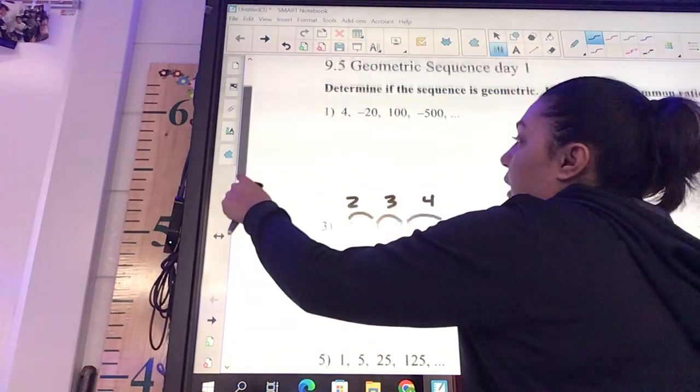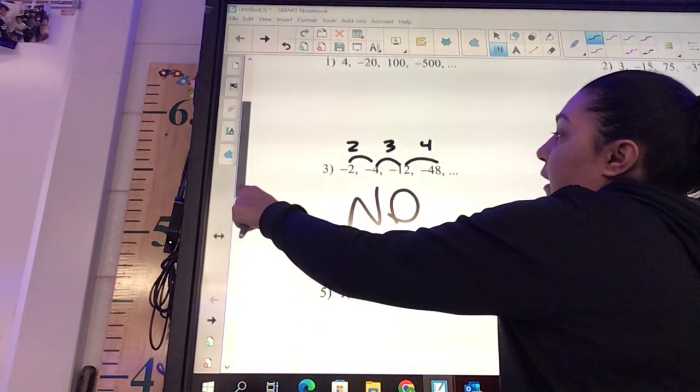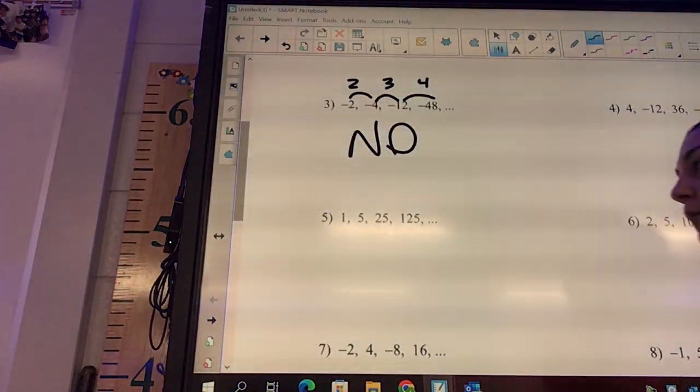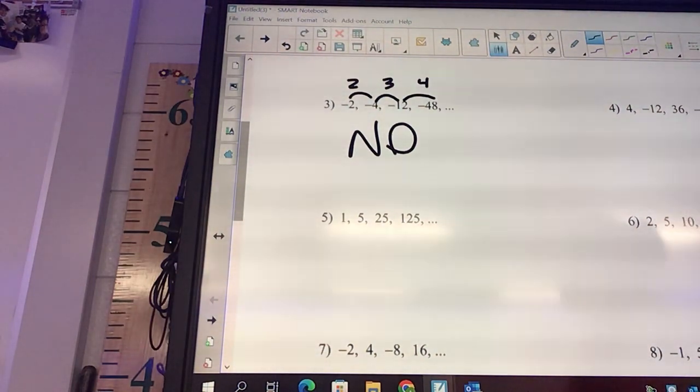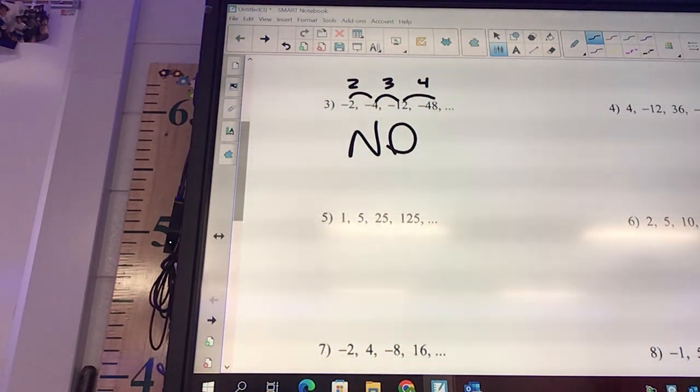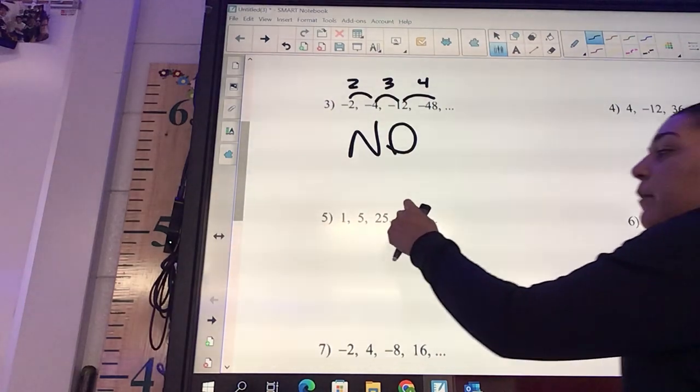Okay, and again, we're going to come back to 1. Look at number 5. Are the numbers increasing or decreasing? Increasing. They are increasing. So start with the biggest number and work your way back.